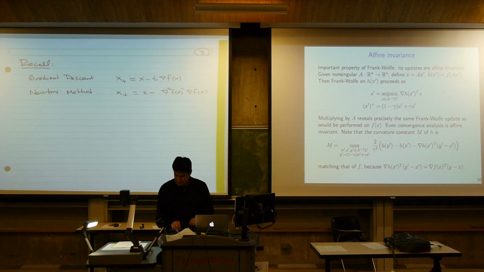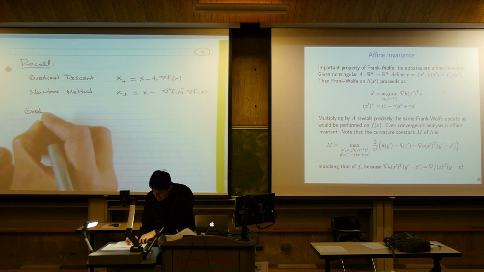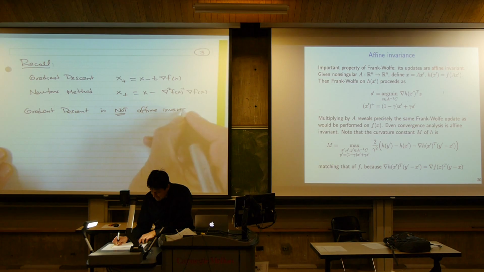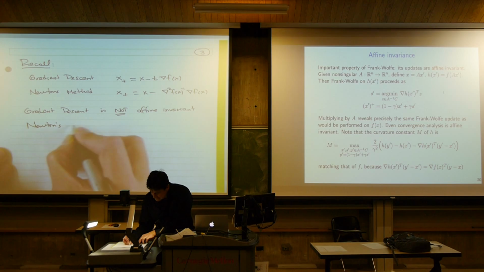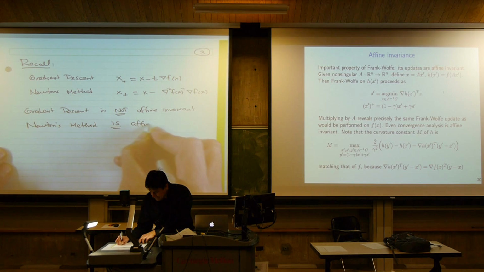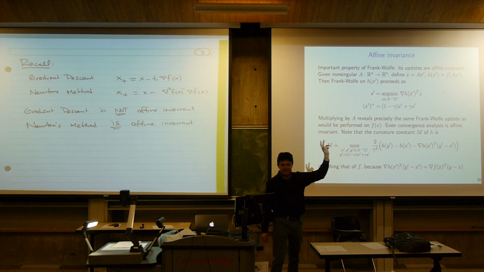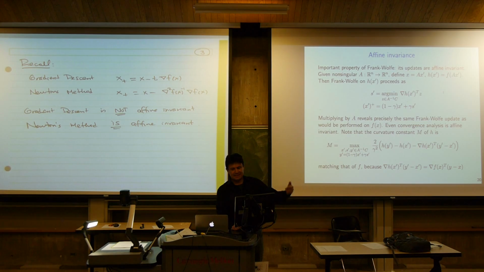So just for the record here, recall that we have those two: gradient descent is not affine invariant. Newton's method is affine invariant. All right, so now, what does this mean exactly? Well, if we change coordinates, if we scale our coordinates and then we scale the function accordingly, then everything essentially works the same way.